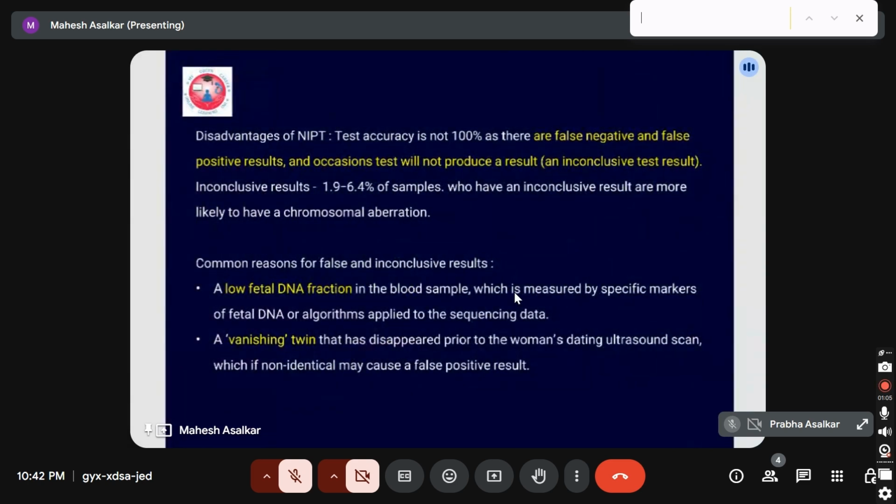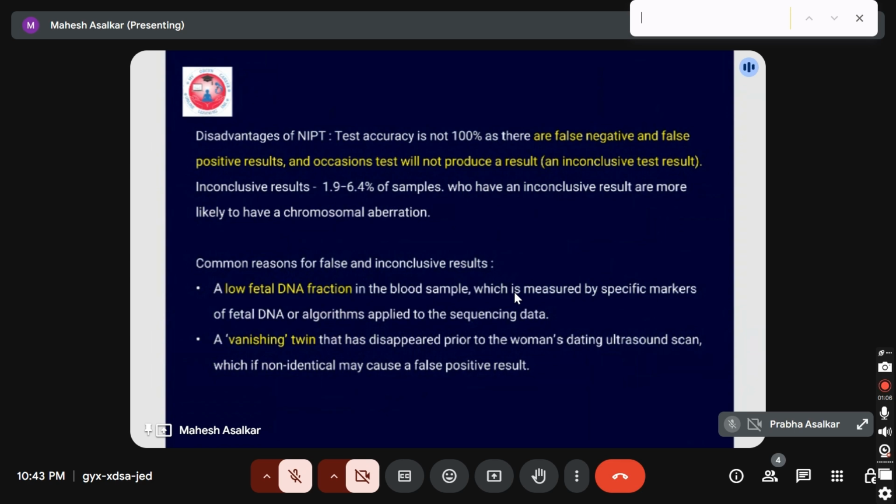Now, what are the disadvantages of NIPT? The test is not 100% accurate. There are false negative and false positive results. Sometimes the test will not give a result, that is, an inconclusive result. An inconclusive result is seen in 1.9 to 6.4% of samples, so approximately 2 to 6% will have an inconclusive result.